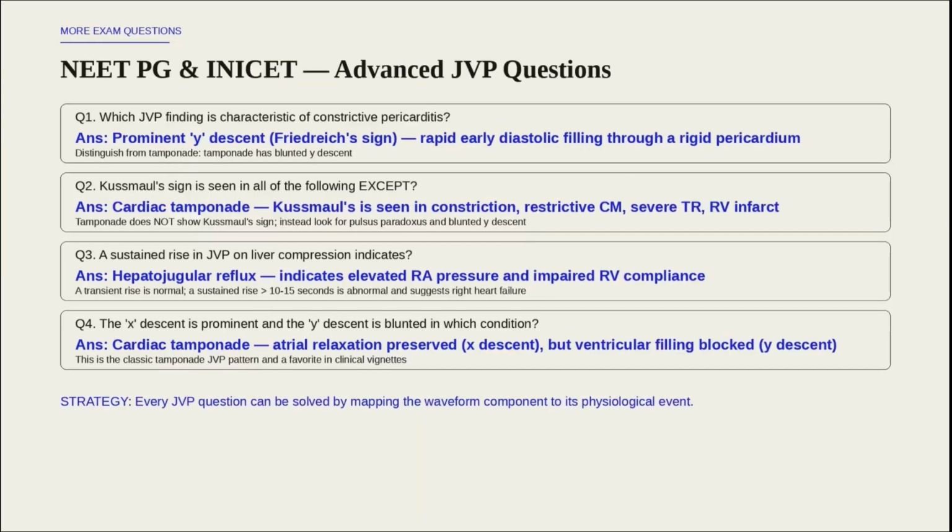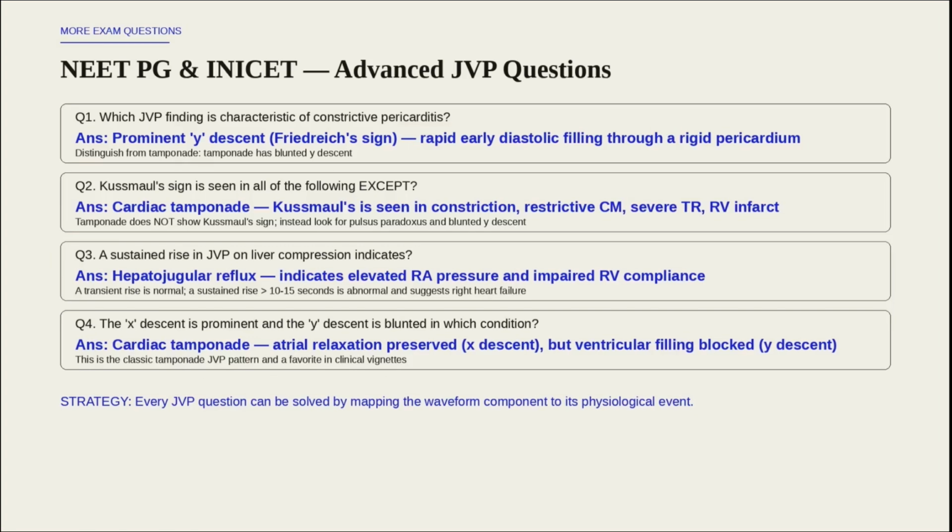Question 1. Which JVP finding is characteristic of constrictive pericarditis? The answer is a prominent Y descent, Friedreich's sign, due to rapid early diastolic filling. Question 2. Kussmaul's sign is seen in all of the following except. Remember, it is seen in constrictive pericarditis, restrictive cardiomyopathy, severe TR, and RV infarction, but not in cardiac tamponade.